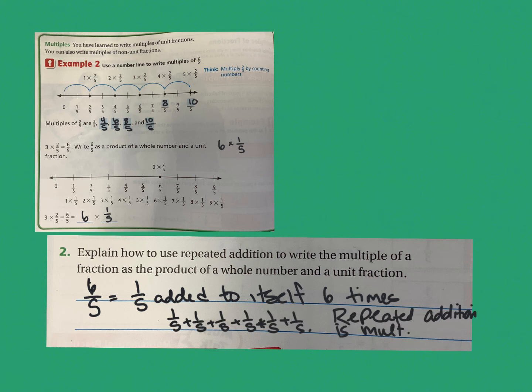And since we know that repeated addition is multiplication, I'm going to count 1, 2, 3, 4, 5, 6 of those times we did that, 6. And what did we do 6 times? We did the 1 fifth 6 times. So I can convert this 6 fifths and understand that that is 1 fifth added to itself 6 times, 6 of the 1 fifths, and then just go ahead and do it as a multiple or a product of a whole number and the unit fraction.